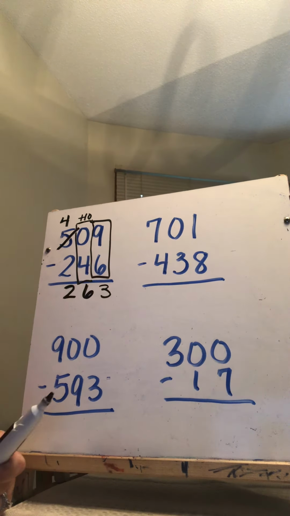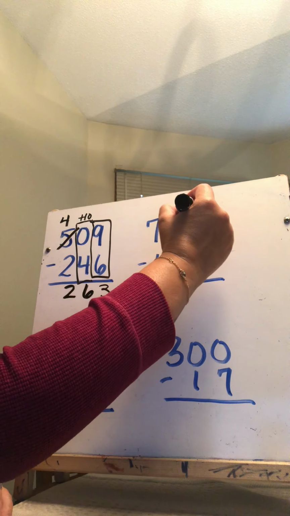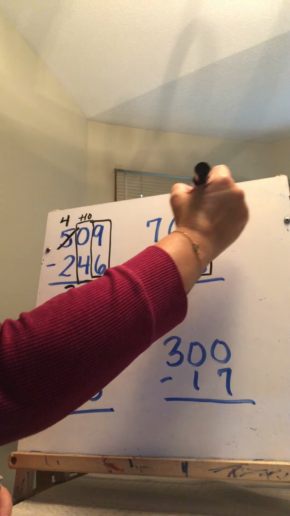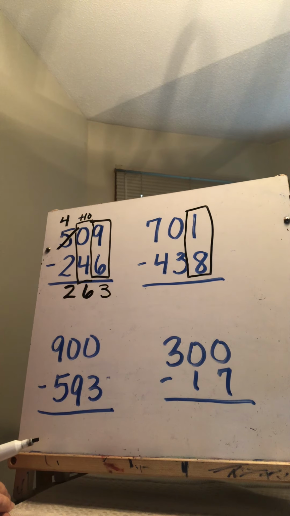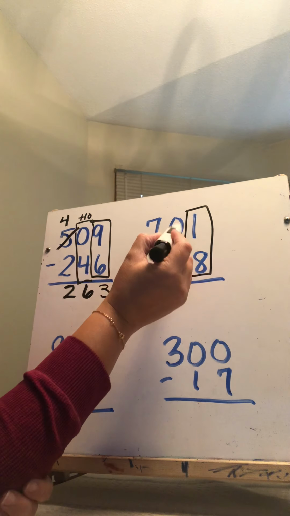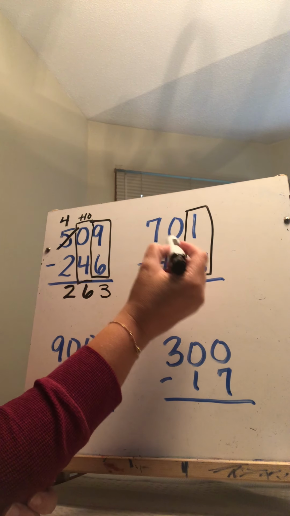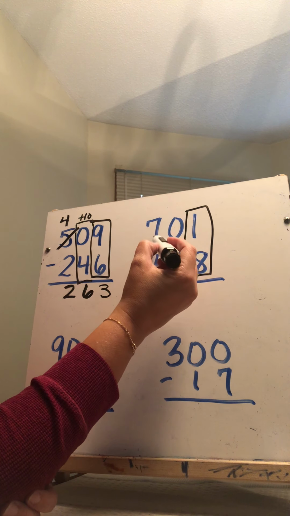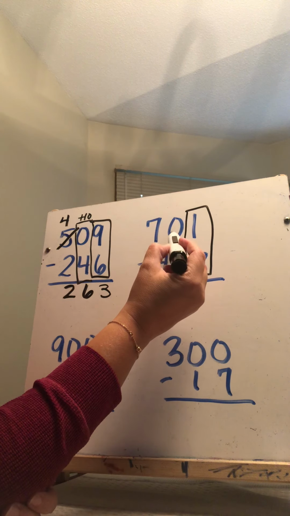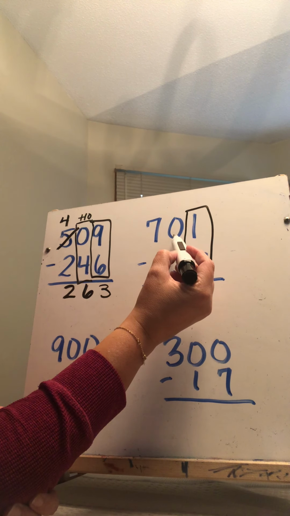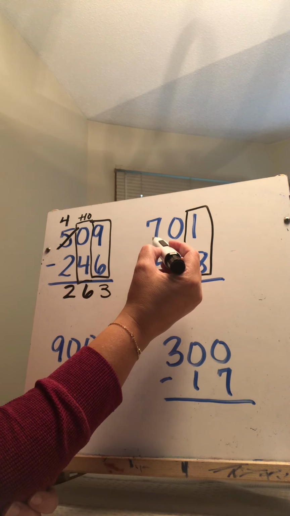Again, I have 701 minus 438. My greater number is on top, but I always want to look at place value. I'm going to go ahead and look at my ones place. I have a 1 and 8. I know that if I have 1, I can't take 8 from it. So I want to go next door. But unfortunately, when I go next door, there's nothing there. So tens can't help me out yet, so I have to go all the way over to my hundreds.